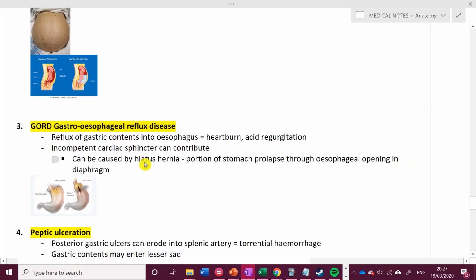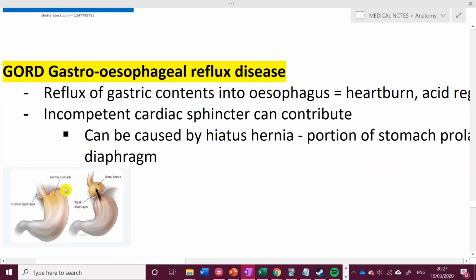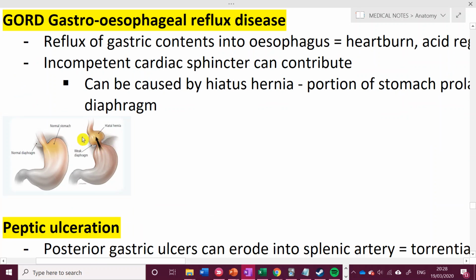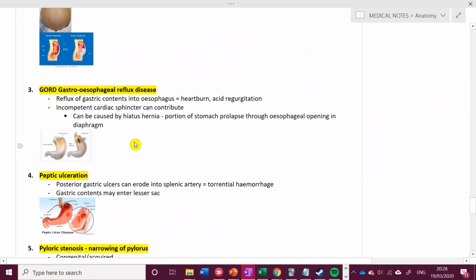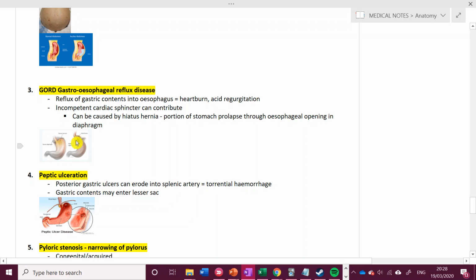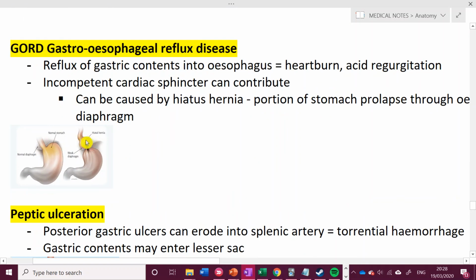GORD, as we mentioned before, is gastroesophageal reflux disease. This is when the acid goes back into the esophagus from the stomach, and is sometimes known as heartburn or acid regurgitation. It can be caused by an incompetent cardiac sphincter and a hiatus hernia here, which you can see. So that's when a portion of the stomach prolapses through the esophageal opening in the diaphragm. It prolapses upwards and then causes the heartburn.